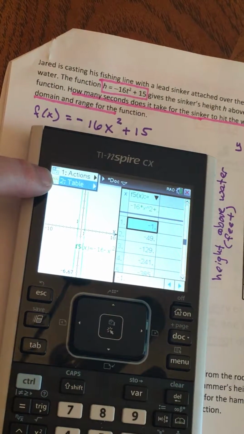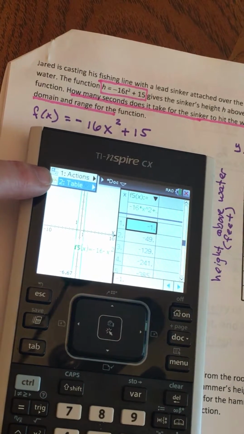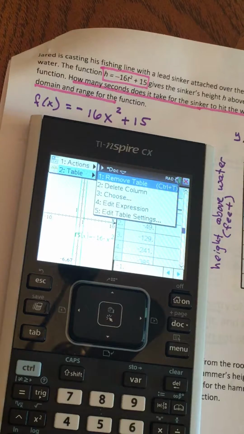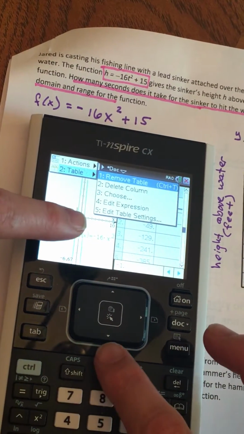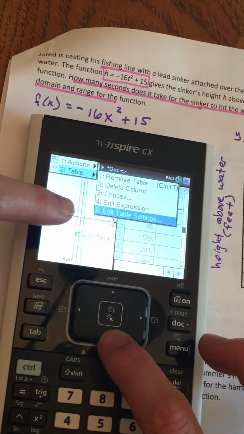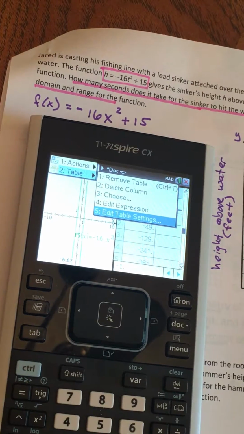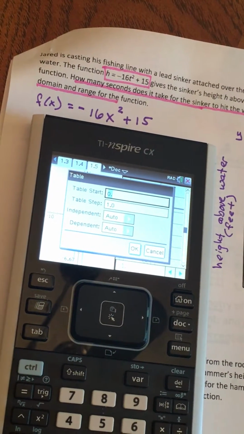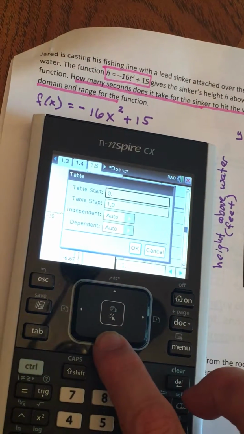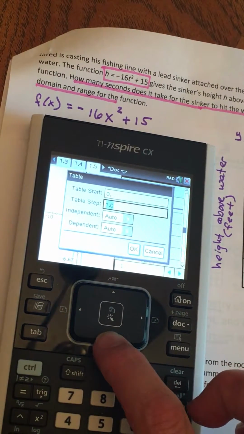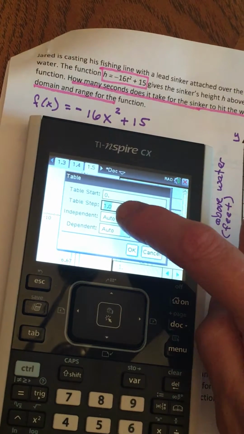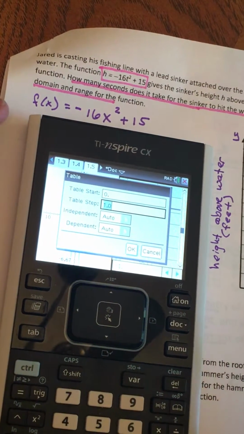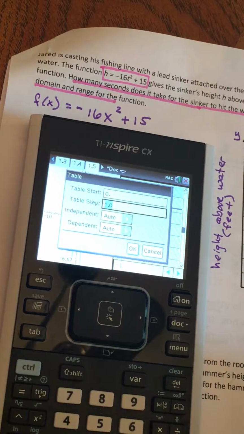I need to work on my table. My table is not helping me the way I need it to. So push Enter on number 2, and I am going to edit my table settings so that I can see more information. And what I need to have happen, if you push arrow down, I need to adjust the step that I'm going to use on my graphing calculator on my table.